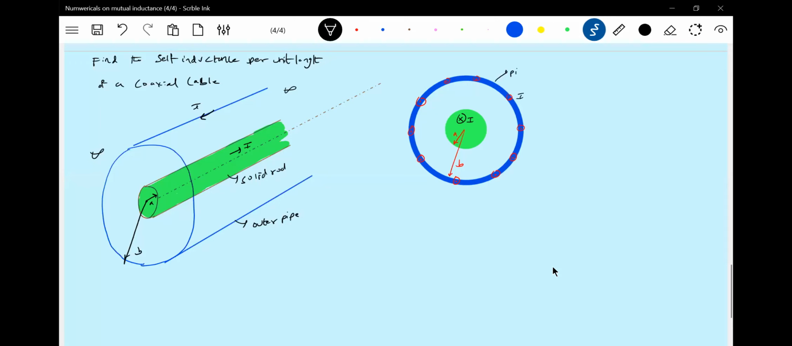This is that pipe. How do I expect the field? This is like a long wire of radius a. So how will the field be inside the wire, and also in this air gap? I'll go for concentric circles. A few circles I'll show. So this is the direction of the magnetic field strength.